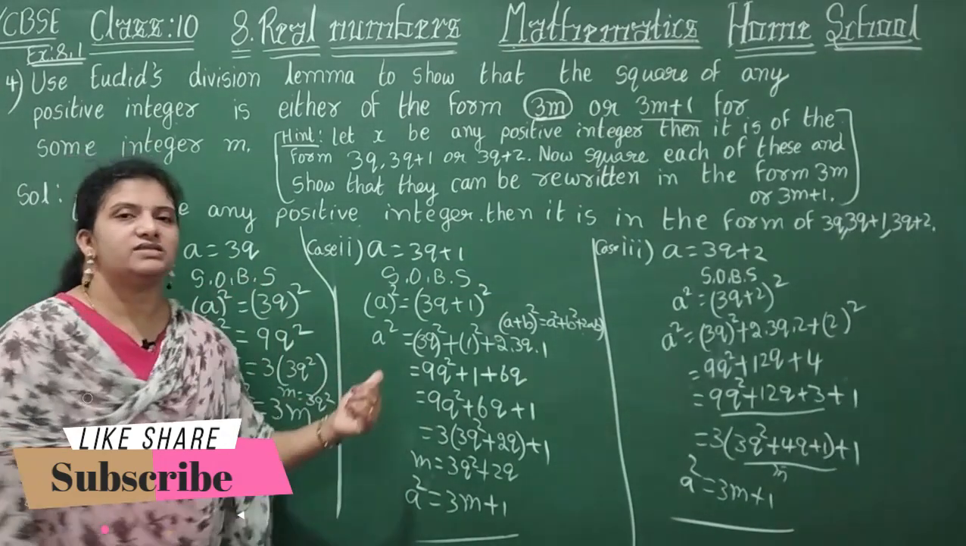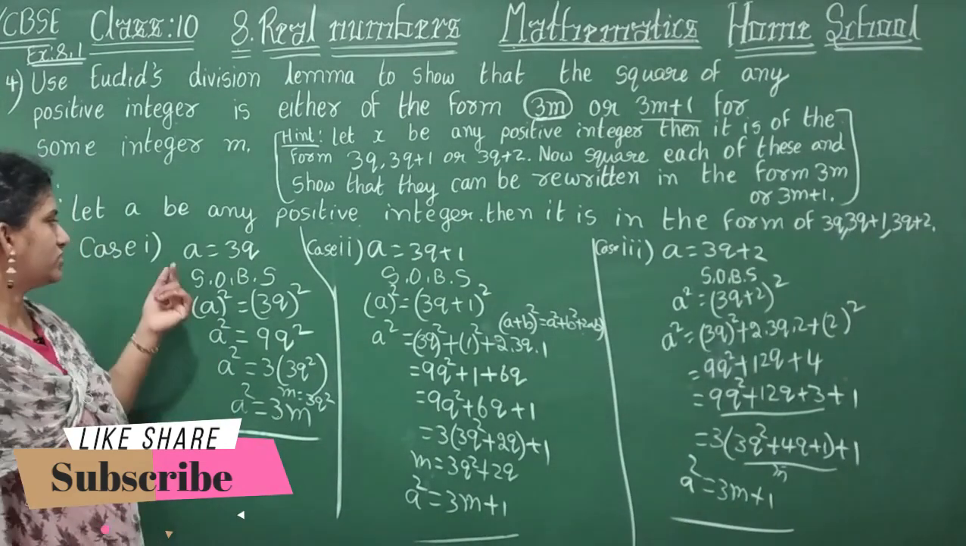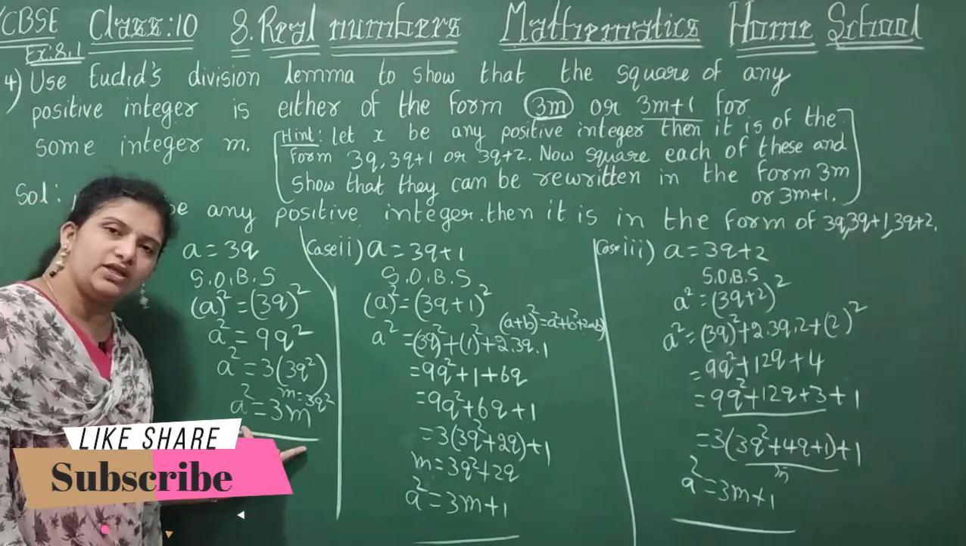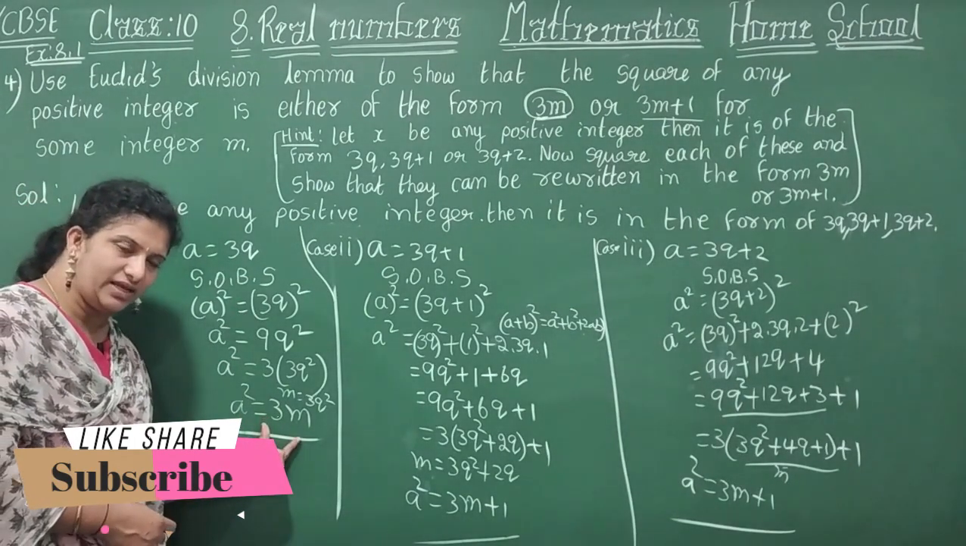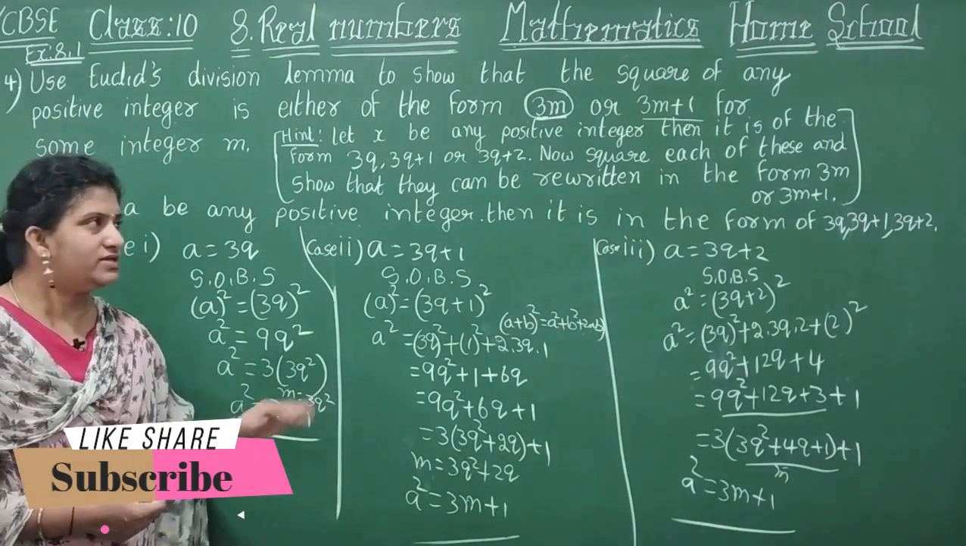So in the 3 cases, what we have done? Square of the integer set. So squaring on both sides, apply whole square and try to get your answer in the form of either 3m or 3m plus 1 only we got. Okay, with this I end this problem.